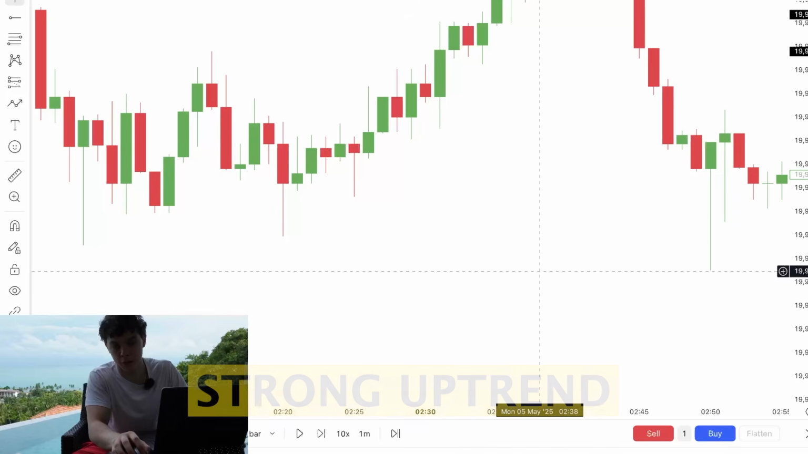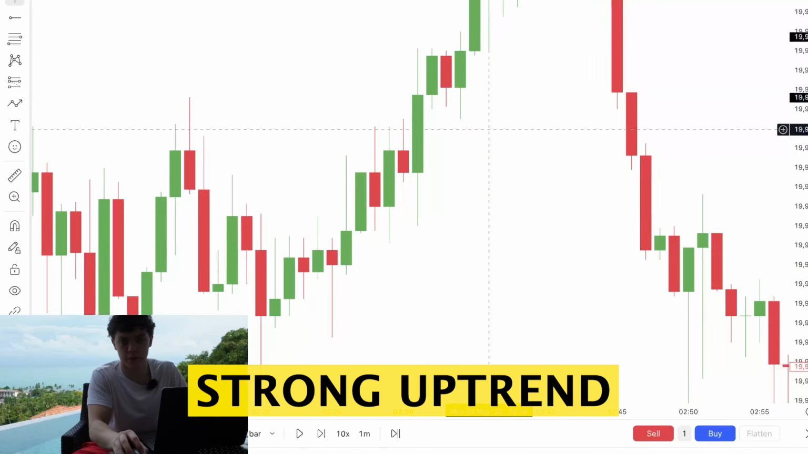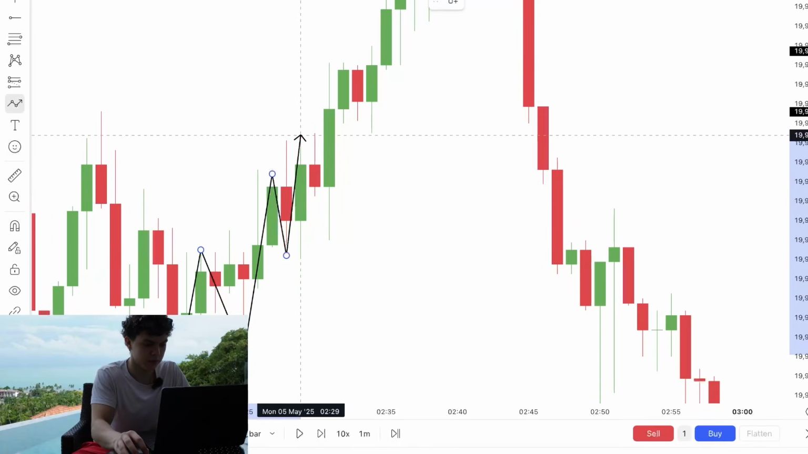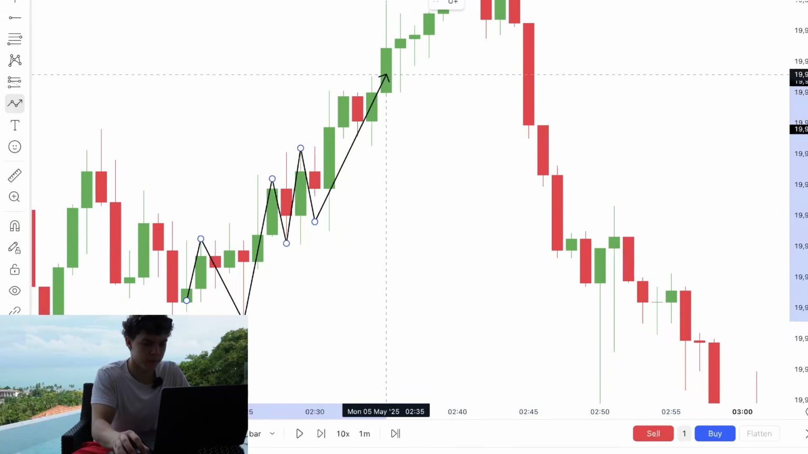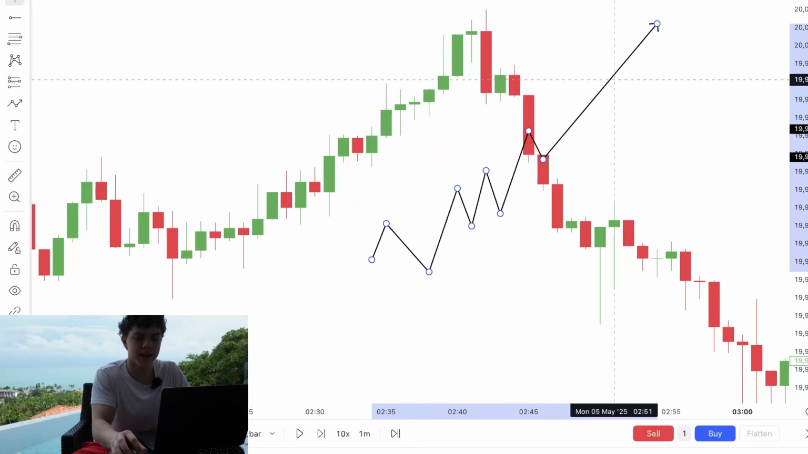Very simple and effective. Now, let me show you the upside in this case, because obviously we have to be looking for buys and sometimes for sells. So this is an uptrend. How do we spot that? Literally, higher highs, higher lows, higher highs, higher lows, higher highs, higher lows. It's this constant movement to the upside.